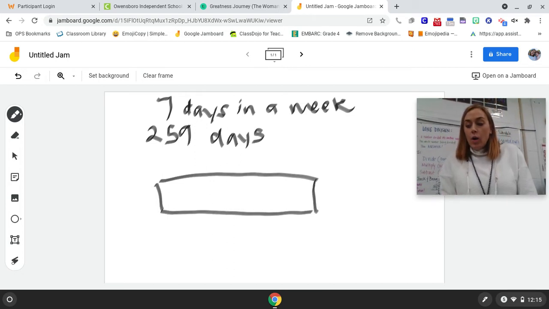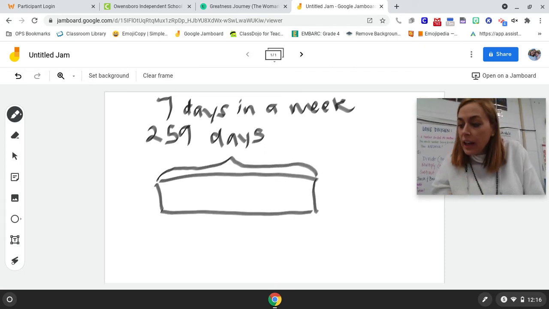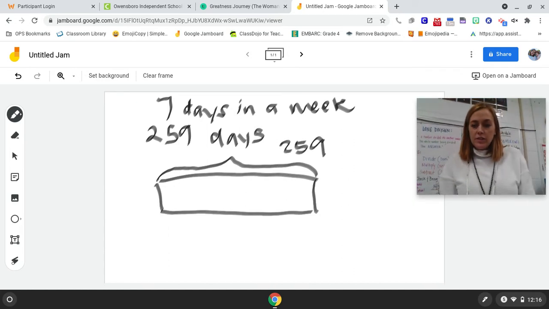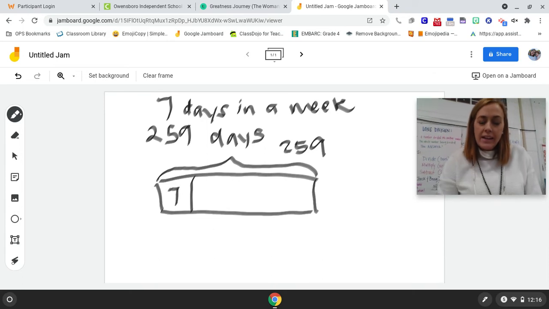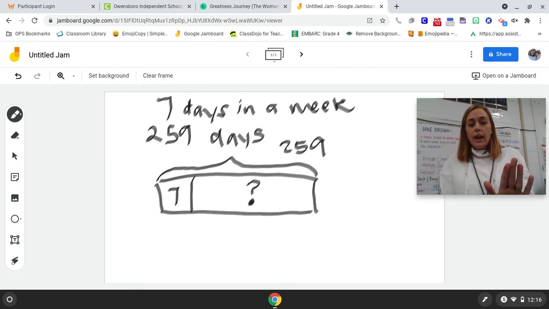And what we know, right, is that we have 259 days because the problem said how many weeks are in 259 days. So we know that we have 259 days. We also know that there are 7 days in a week, right? So we know 1 week has 7 days in it. What we're trying to figure out is how many more weeks are over here, okay? So we know our whole. We know we're looking at 259 days. We know there's 7 days in a week. We're trying to figure out how many more weeks we have.